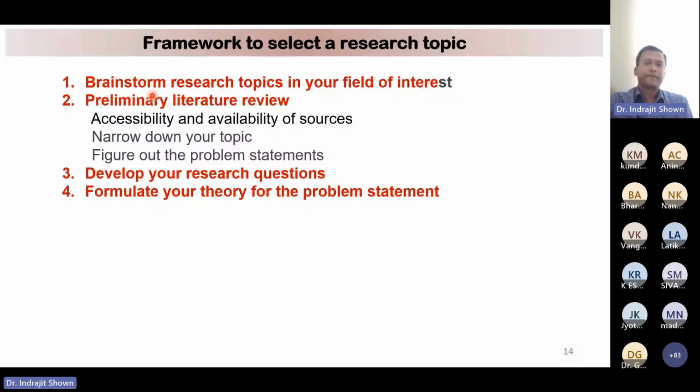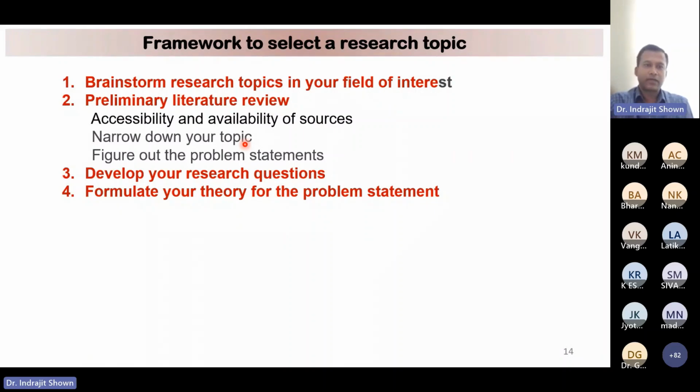Based on that, you can identify a research topic. Then the second one is the preliminary literature review, because once you identify which topic we have to work on, you start the literature review. Literature review, basically, whatever the accessible or available sources, you can find the journals from your library. Similarly, you can find online sources also. From any sources, you collect the information. There are a lot of societies also publishing journals. Based on that, you collect the information.